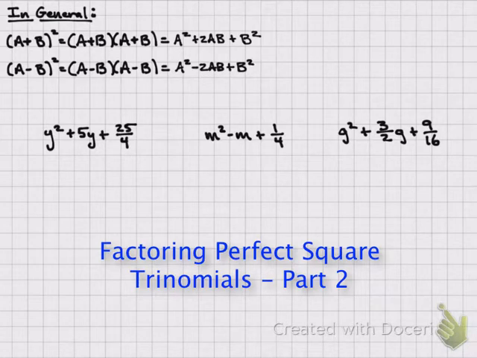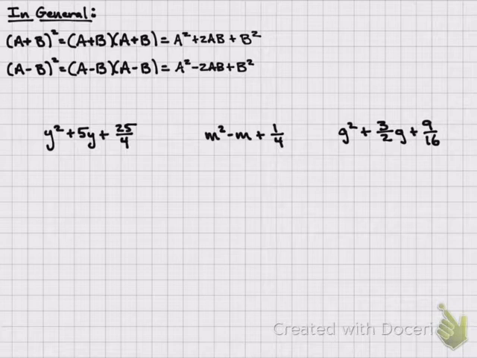All right, just 3 more examples because I would like us to be comfortable factoring perfect square trinomials when there's a fraction involved. And while it may look menacing, the strategy is going to be exactly the same. So let's take a look at our first example. y squared plus 5y plus 25 over 4.